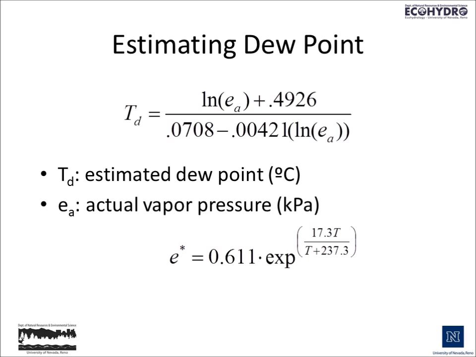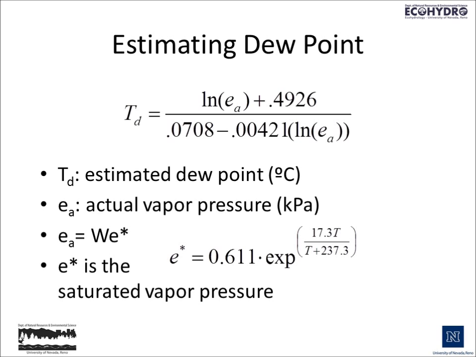EA is our actual vapor pressure, the vapor pressure exerted by water in kilopascals. EA is the relative humidity times the saturated vapor pressure. Remember, relative humidity is expressed in percentage or in proportion of complete saturation. And E star then is the saturated vapor pressure as predicted by the equation immediately to the right.